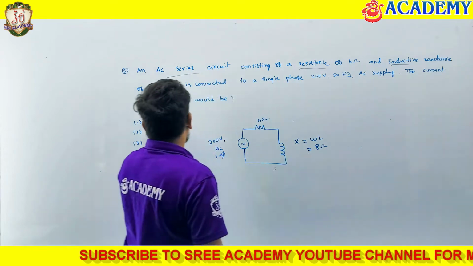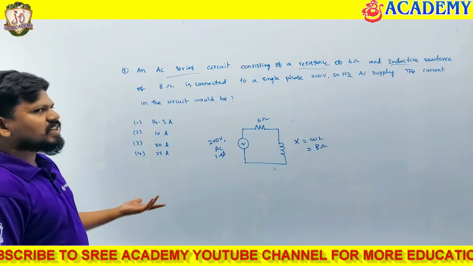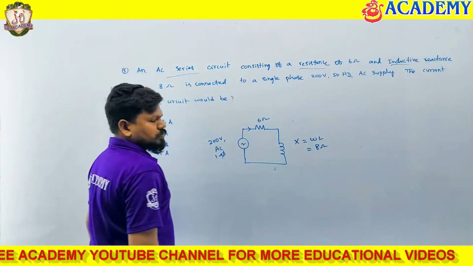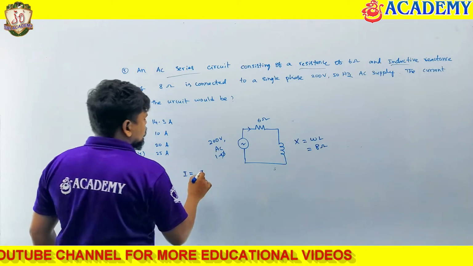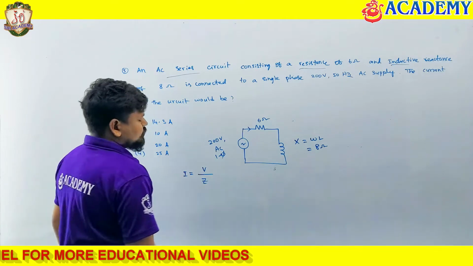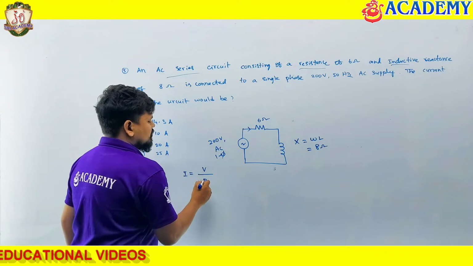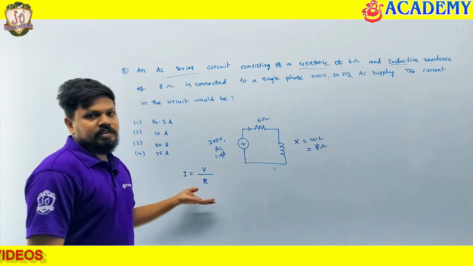So the current in the circuit would be, okay. So they are asking for the current directly, okay. So what is the current? You see, so we have to calculate the complete current first, okay. Current means generally you can calculate it as total voltage divided by total impedance, okay. Generally voltage divided by resistance only, right? For the DC circuit, what is Ohm's law? Current equals voltage divided by resistance.